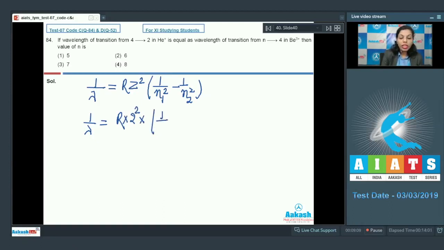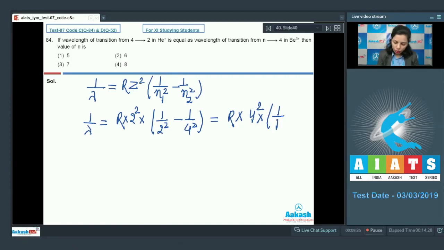1/N1. N1 is 2 in this case. This is 2² (1/2² − 1/4²). And similarly, the wavelength is equal. It means the 1/λ value is equal, and that's why we can compare this with the case of the beryllium ion also. For the beryllium ion, the formula would be the same, RZ². What would be the Z for beryllium? For beryllium it is 4, so it becomes 4² (1/4² − 1/N²).